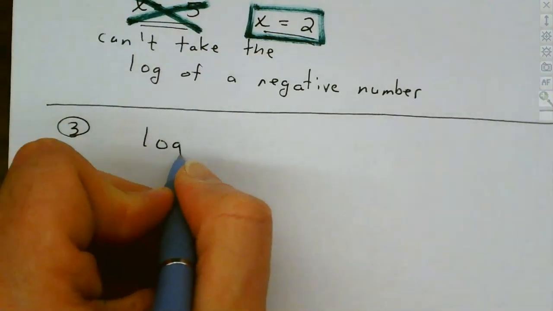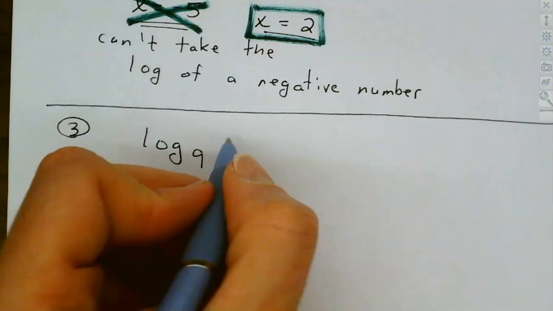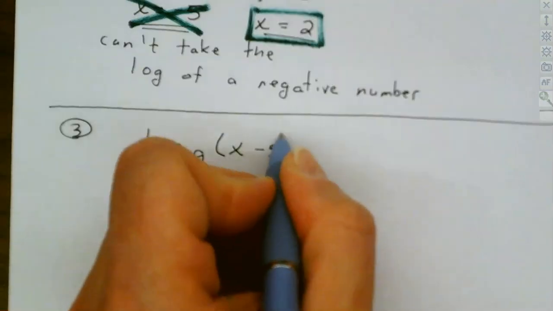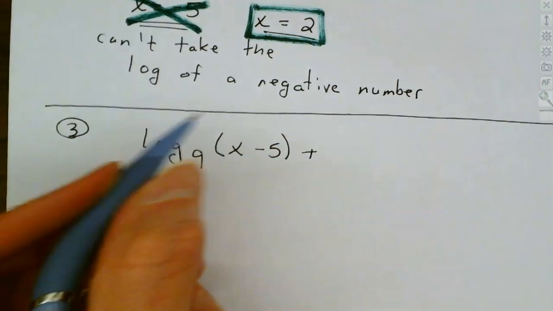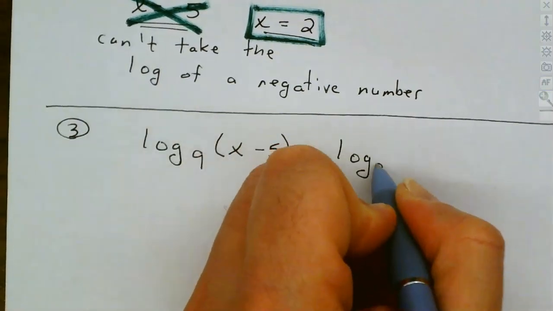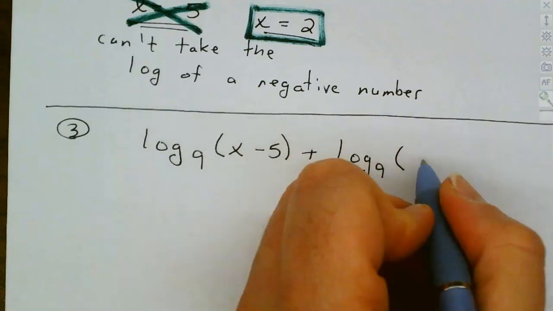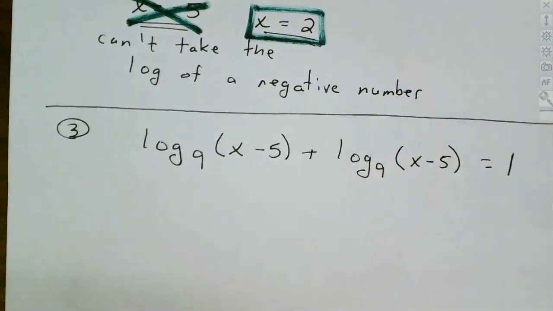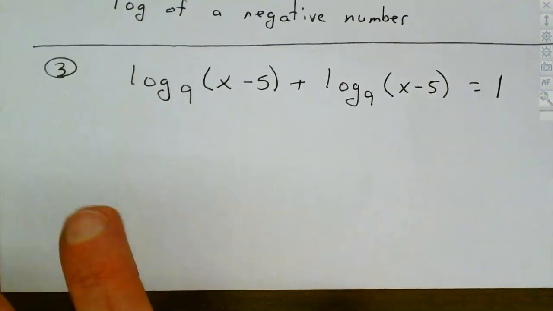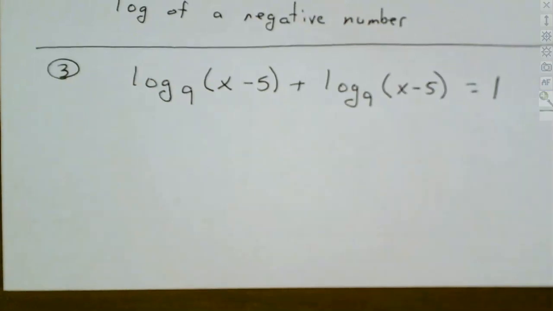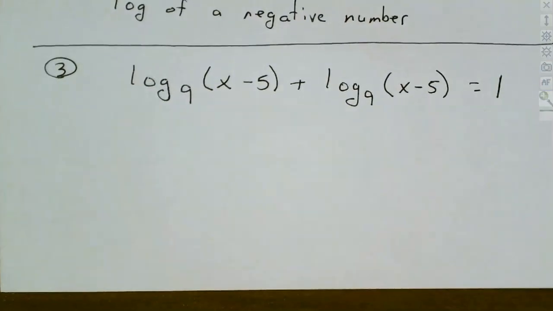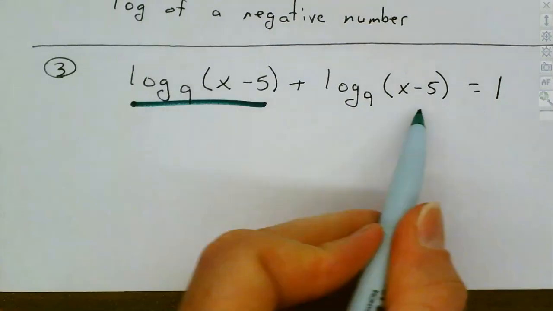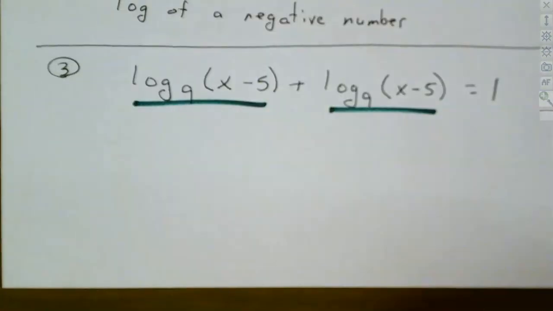Question 3 is log base 9, so it is a little bit different. Of x minus 5 plus log base 9 of x minus 5 equals 1. Now we're going to use the same technique that we just applied a moment ago. What are we going to do? We have logs that are added together, so those can be combined into one logarithm.